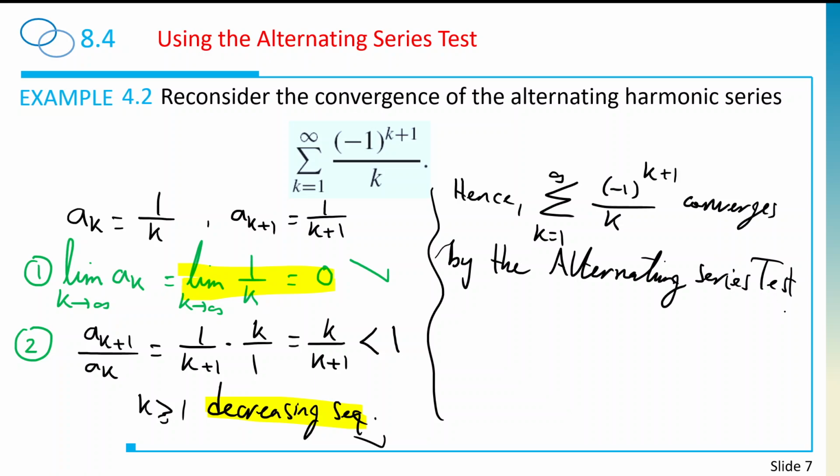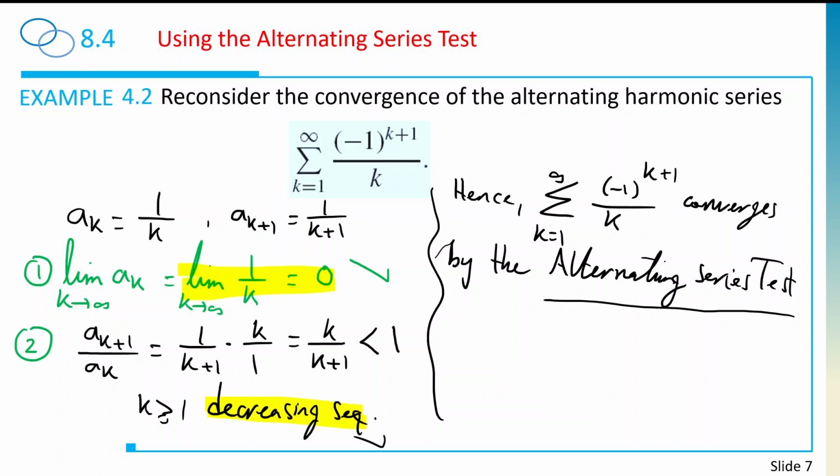Remember again, anytime you use any test, you need to justify your answer. You need to write which test you used. Now this is an interesting fact I need you always to remember: the harmonic series alone is divergent. When it's alternating, it converges. This is an important fact we'll use later on.